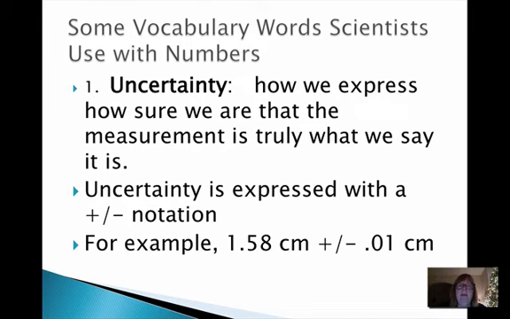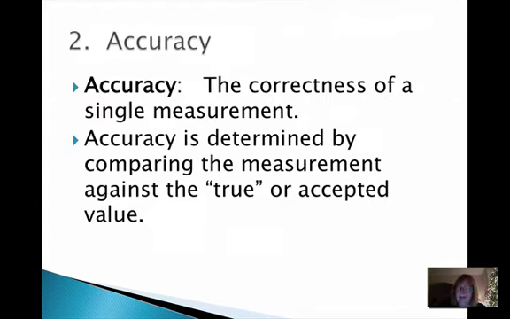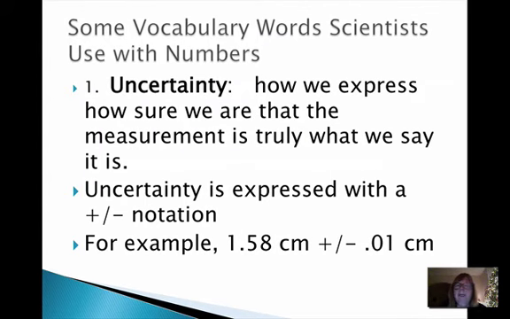So here are some vocabulary words. Uncertainty is how we express how sure we are that the measurement is truly what we say it is. And a lot of times you may see this when they have that plus minus notation. For example, here at the bottom, you take a measurement and you say it's 1.58 centimeters plus or minus 0.01 centimeters, which means it could be 1.57 to 1.59. But in science, we just wind up dropping that plus and minus notation and knowing that the last number that is recorded has some uncertainty in it.